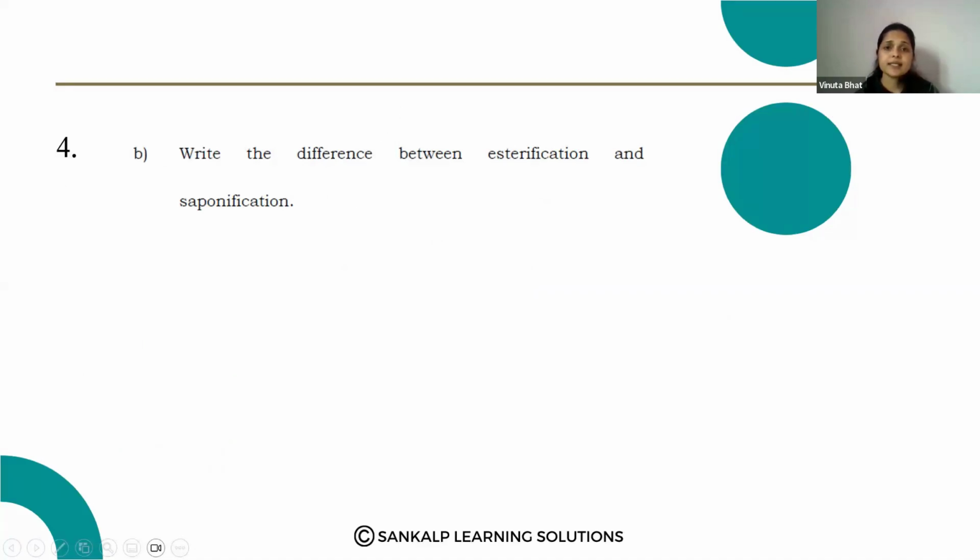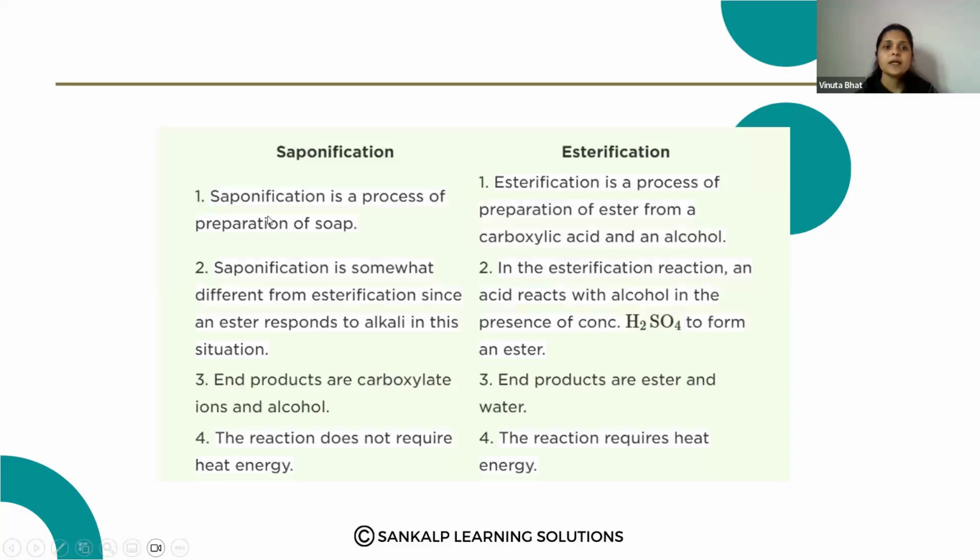Write the difference between esterification and saponification. Please note down this question. Saponification is a process of preparation of soap, and esterification is a process of preparation of the ester from the carboxylic acid and the alcohol. Here two reactants are required: carboxylic acid and alcohol.